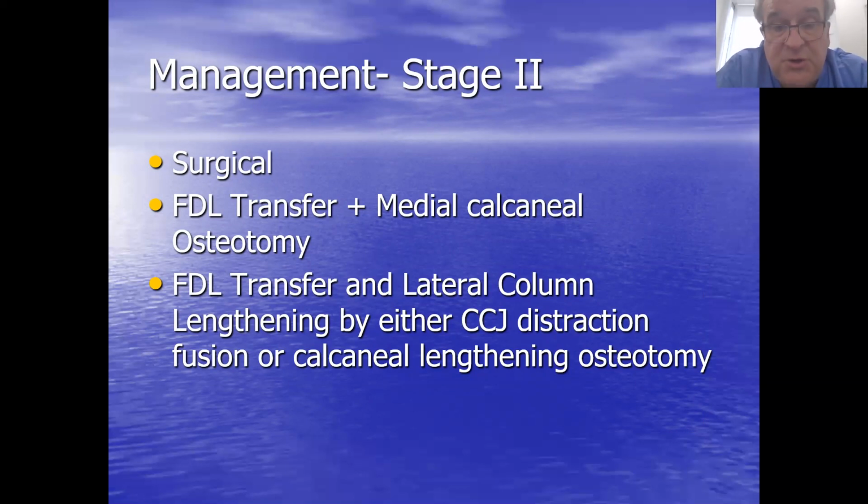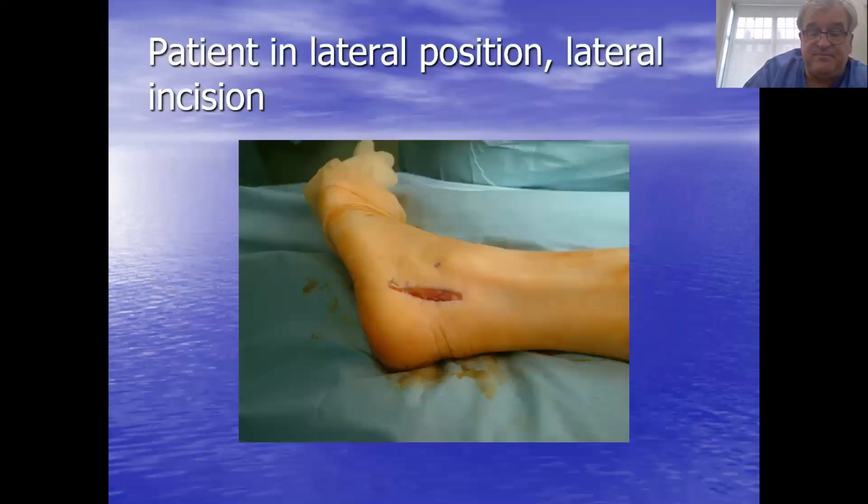You may also need to do a lateral column lengthening. If the navicular has drifted off laterally more than 40% of the covering of the talar head, you can do a distraction of the calcaneal cuboid joint. I'll come to that shortly. I'm just going to show you some operative slides now.